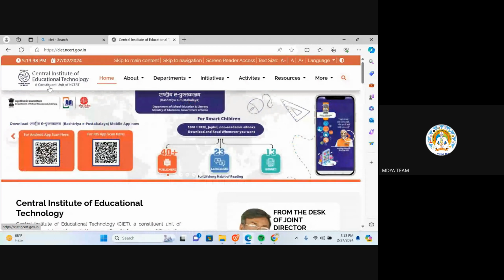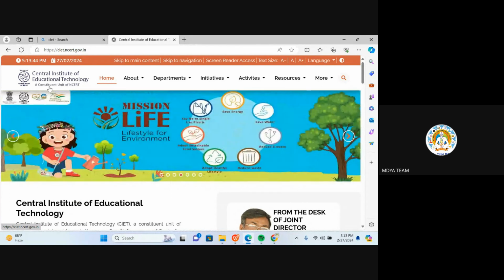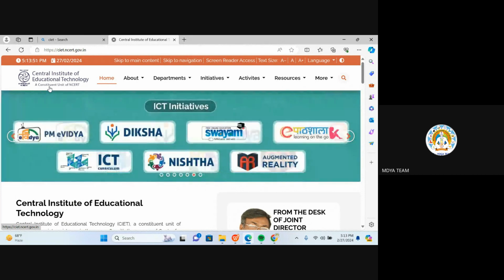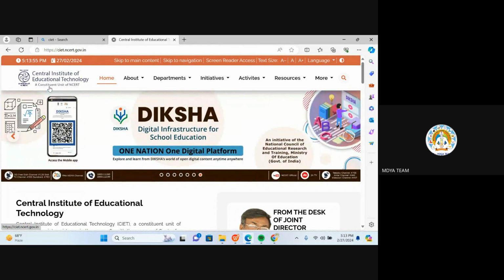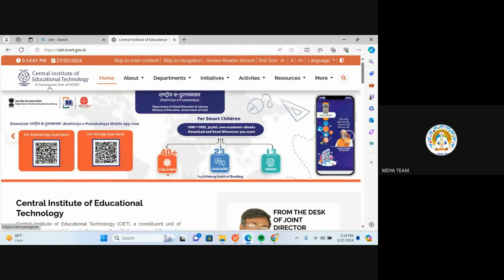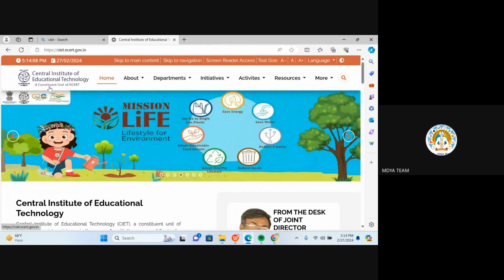Sometimes they ask the full form of CIET, and sometimes they write education instead of educational. So you have to check properly whether it is education or educational. Sometimes they will confuse you, so you have to see the difference. It is a constituent unit of NCERT.